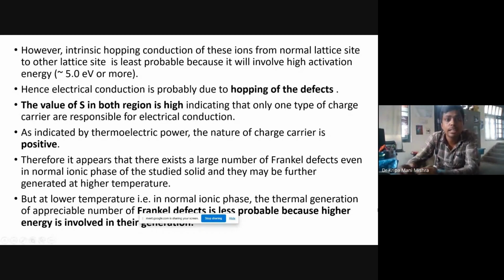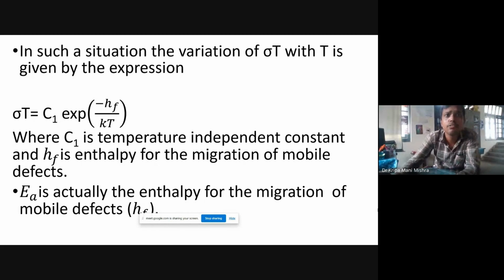Therefore, it appears that there exists a large number of Frenkel defects even in the normal ionic phase of the studied solid, and they may be further generated at higher temperature. But at lower temperature, that is in the normal ionic phase, the thermal generation of an appreciable number of Frenkel defects is less probable because of the higher energy involved in their generation. In such a situation, the variation of sigma T versus temperature is given by sigma T = C1 exp(-Hm/kT), where C1 is a temperature-dependent constant and Hm is the enthalpy of migration of the mobile defect.